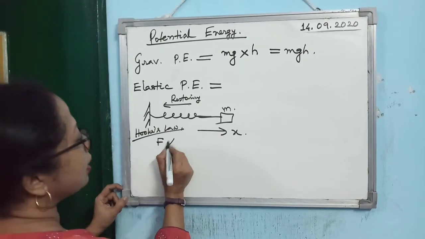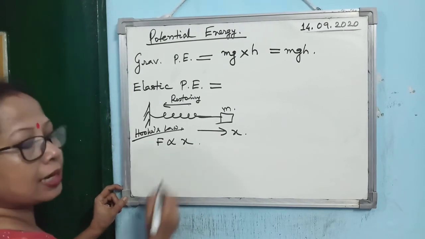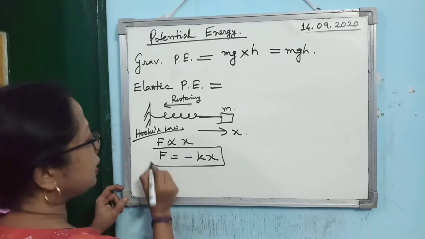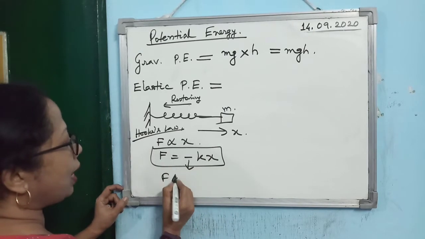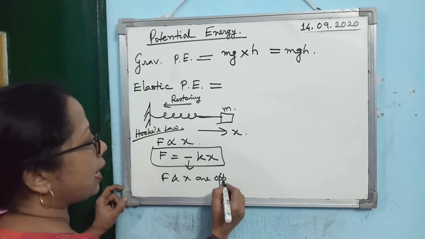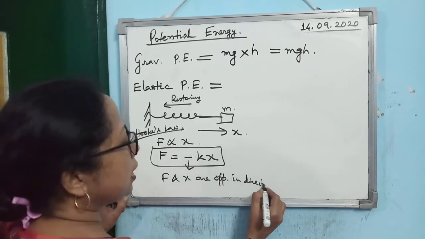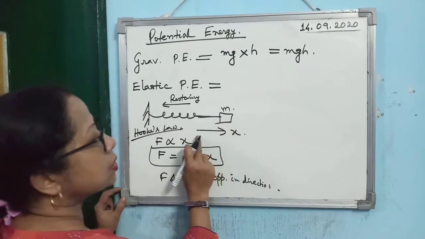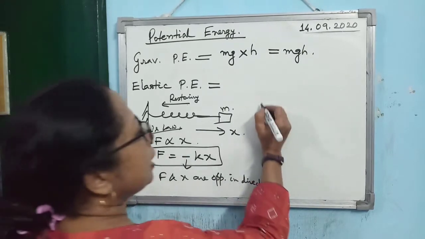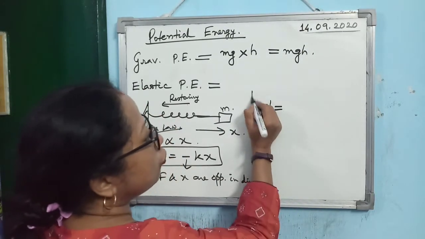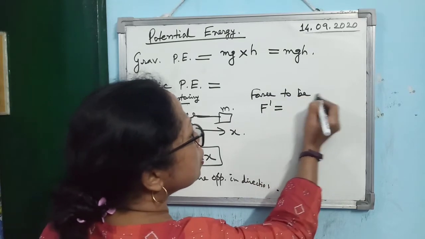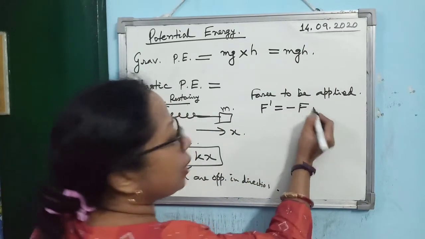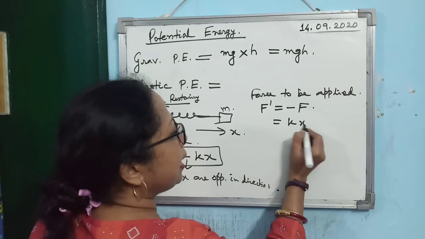According to Hooke's law, one can write that the restoring force is directly proportional to the displacement. So, F is equal to minus kx. This negative sign indicates what? F and x are opposite in direction. Is that clear? If you want to elongate the spring, if you want to take the mass through a displacement x, then how much force do you have to apply? The force to be applied should be equal and opposite to F. So, you can write it will be k into x.